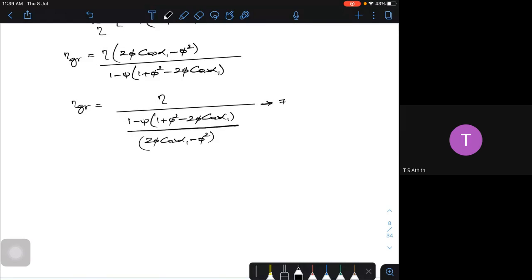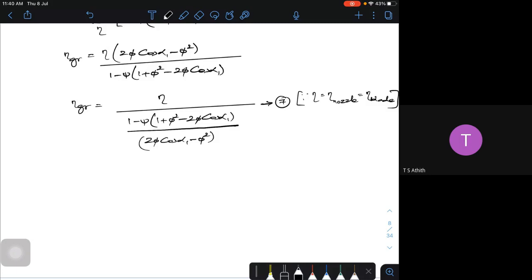This is equation number 7, where efficiency is equal to the nozzle efficiency, or your blade efficiency, or your vane efficiency. This is what we are going to get. Now, if we closely observe this, what are the variables we have? Psi is a coefficient. It depends on friction and all, whatever it may be. Now you have an alpha and you have a phi.